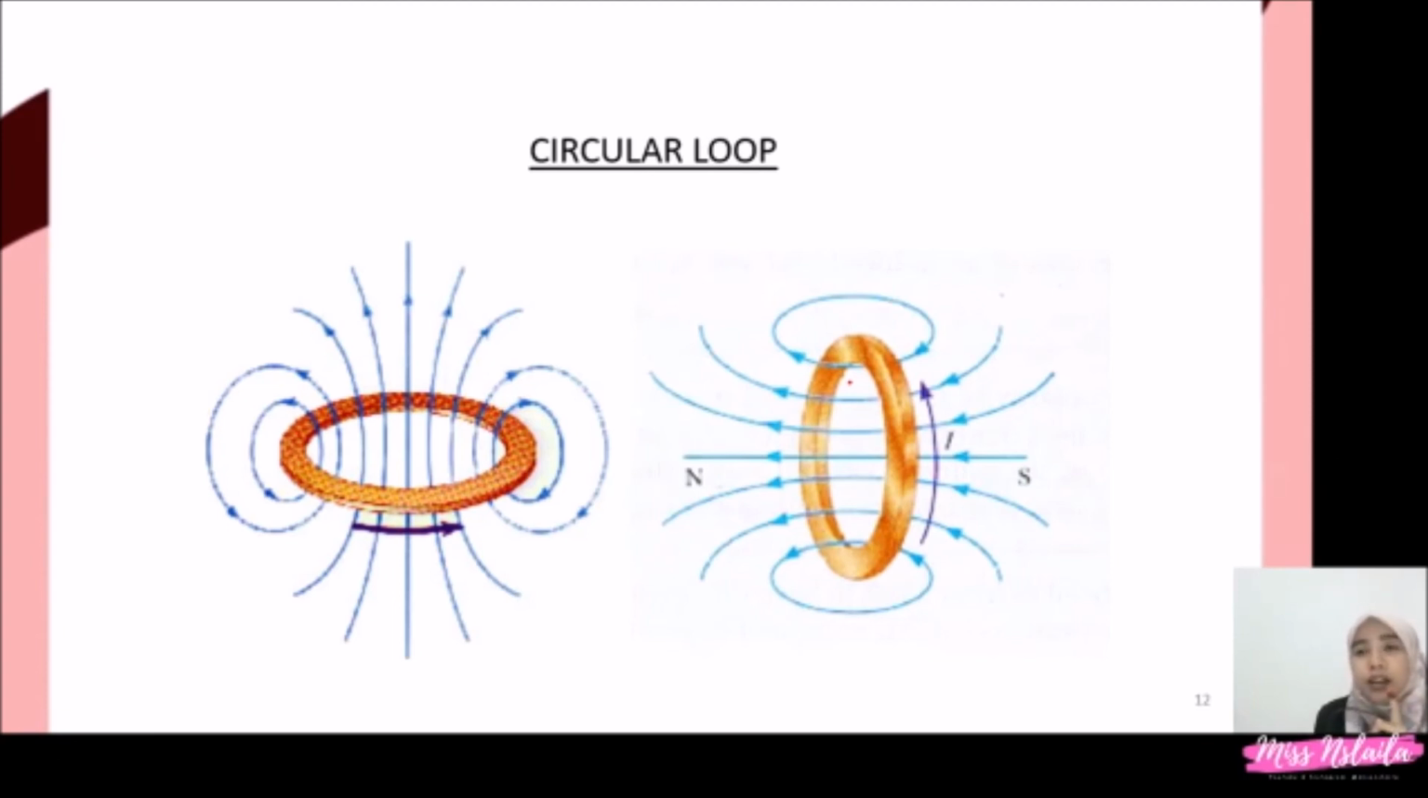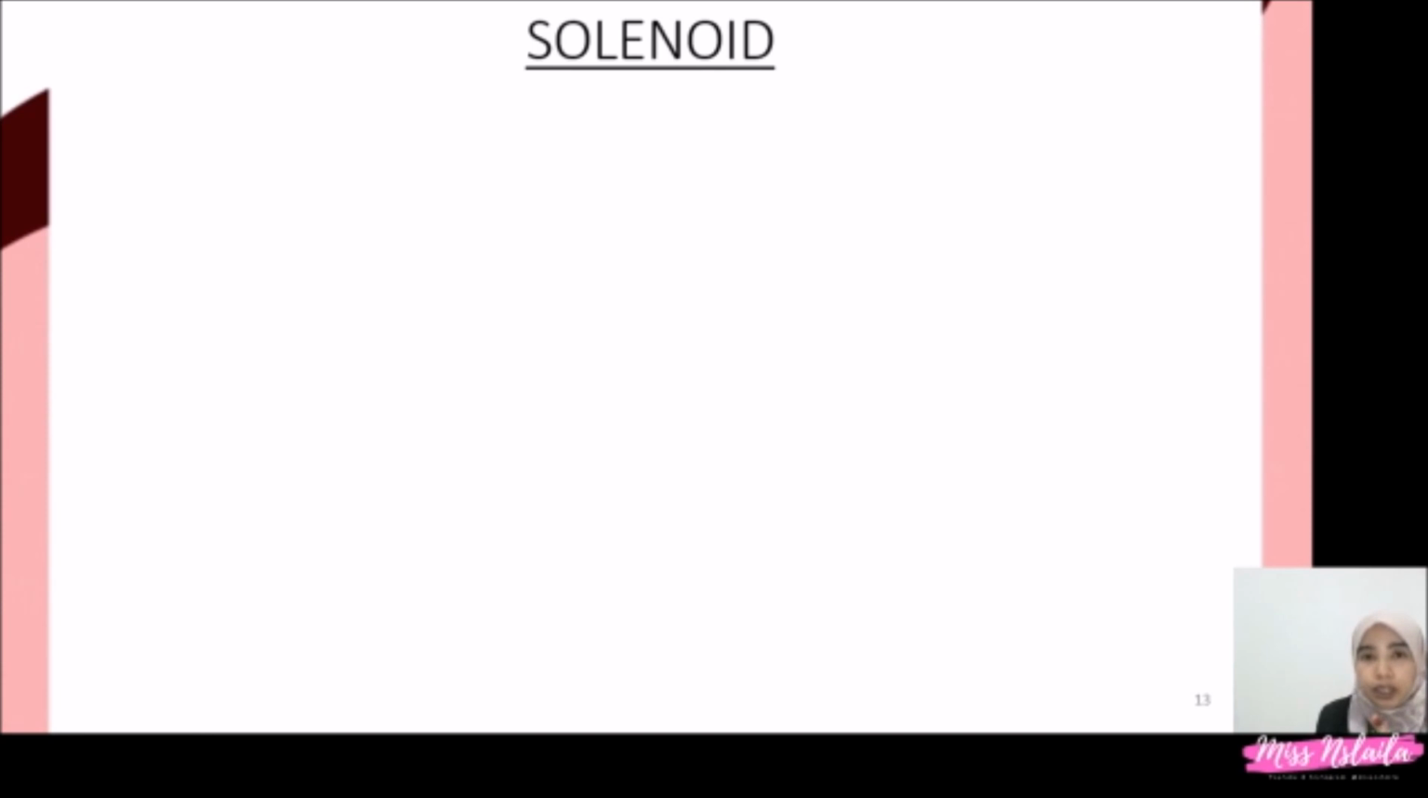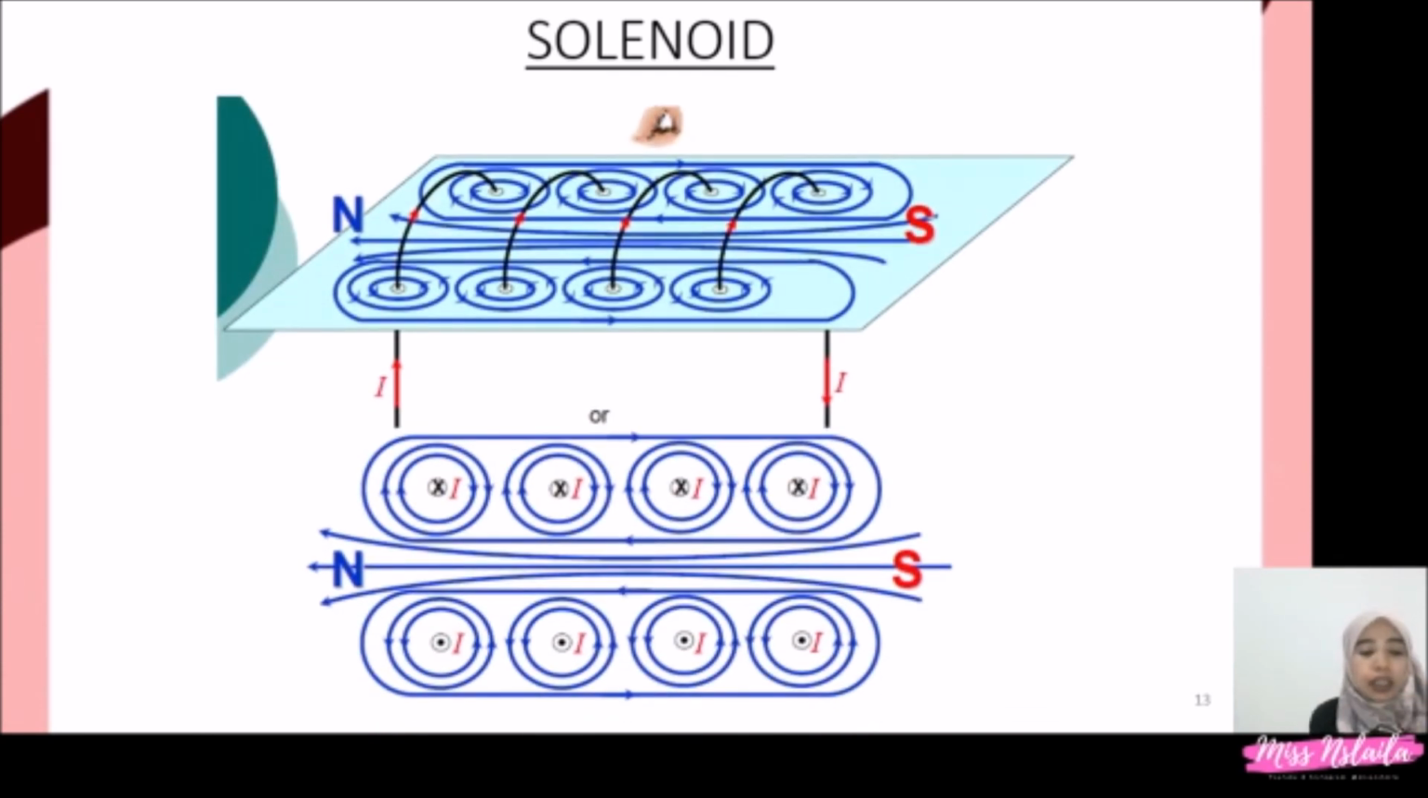What if we have many loops? We call it a solenoid. A solenoid is actually a coil of metal wire. It originally starts as one long metal wire that can conduct current, and then we coil it. So how do we determine the magnetic field on a solenoid? First, we determine the direction of current. Let's say the current flows from here, turns around, and then comes out here, the direction of current I.